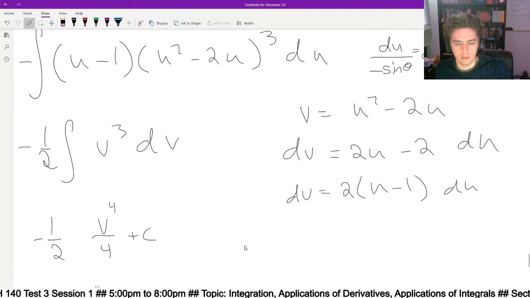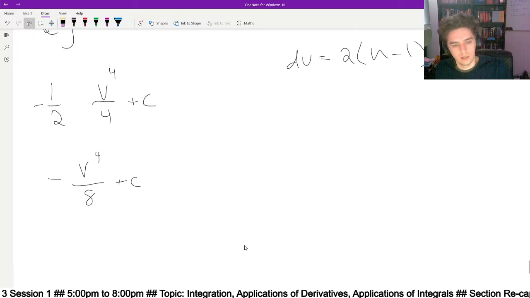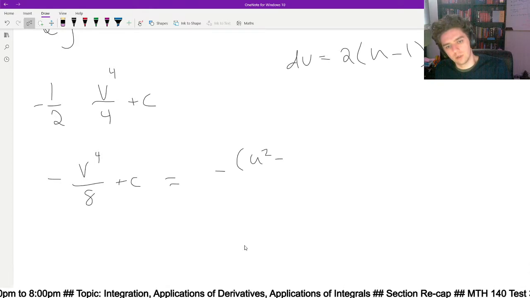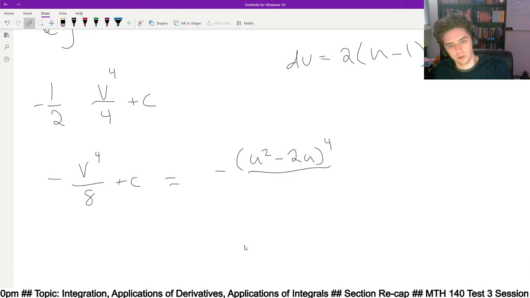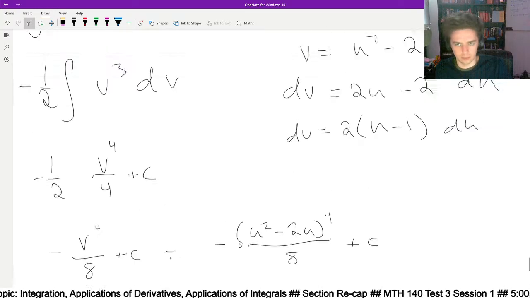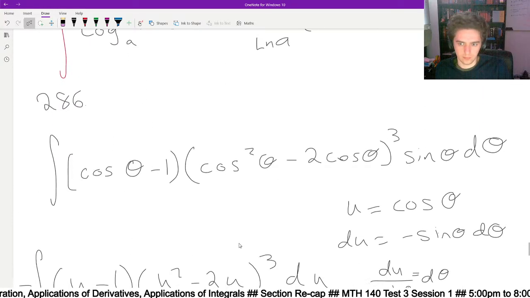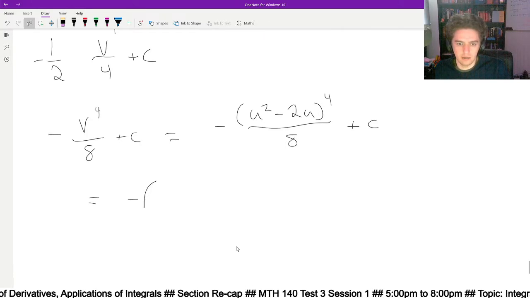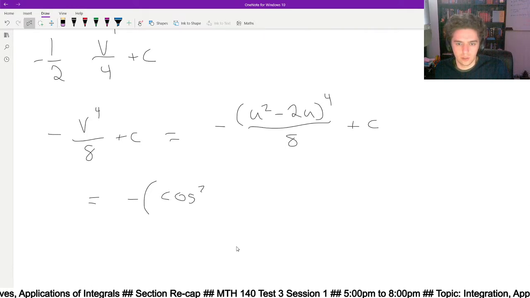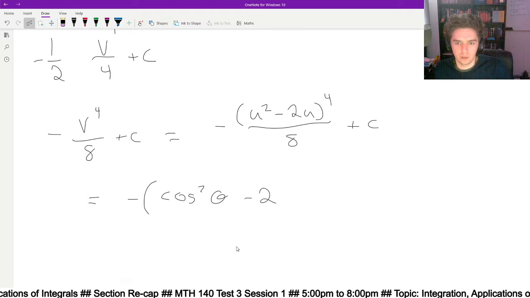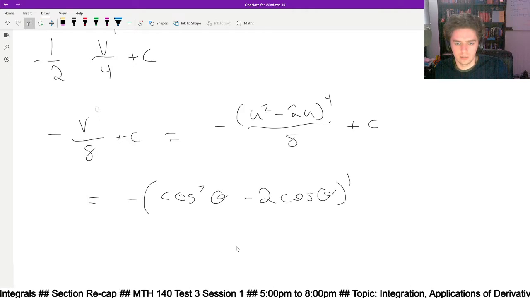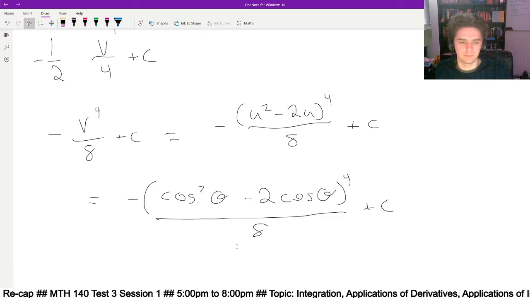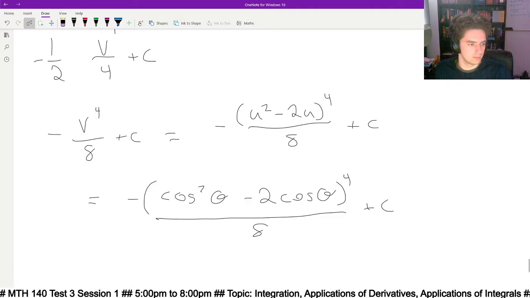So now v was u squared minus 2u. So this is negative u squared minus 2u, to the power of 4, over 8 plus c. And then here I said u equals cos theta. So I'm saying negative cos squared theta minus 2 cos theta, to the power of 4, all over 8 plus c. And that's my answer.